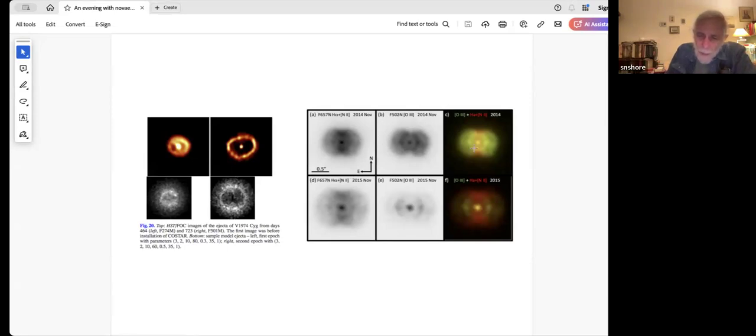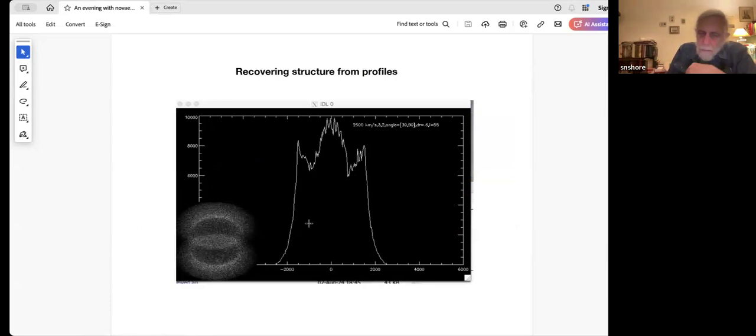The remnant of V959 Mon, although this has never been published, was observed with HST, and these are the different wavelength regions. And again, it's a kind of biconical structure. So it looks like this. No big deal. Take this, turn it on its side, and you have Nova Mon. In other words, you can recover this information.